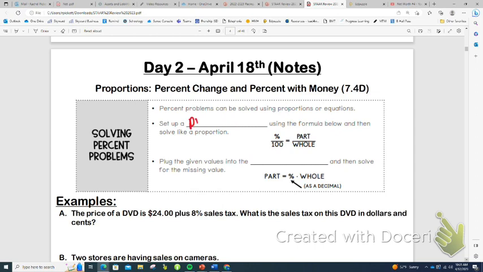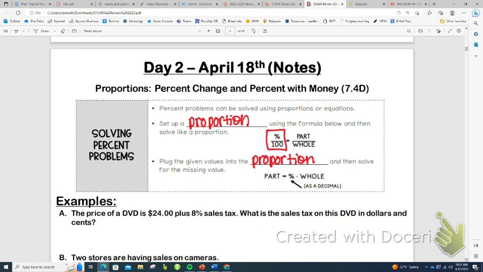You can set up a proportion using the formula below and solve it just like a regular proportion like we did yesterday. You just have to remember that percents always go over 100 and they're going to equal the part out of the whole. Then you can plug in the given values to the proportion and solve for the missing value by doing one of the strategies we reviewed yesterday. Cross multiply and divide, scale up, maybe simplify, but you can solve it using that type of proportion.